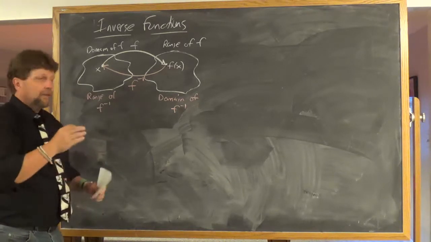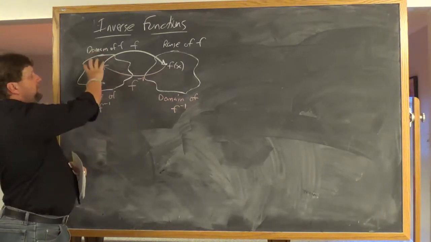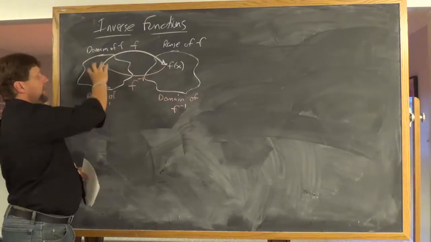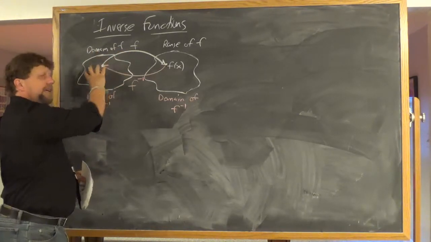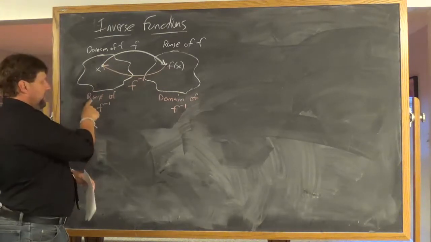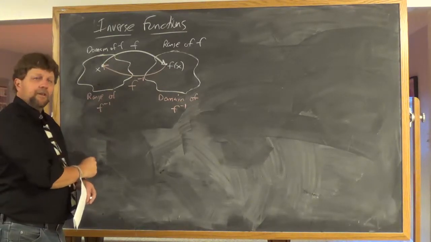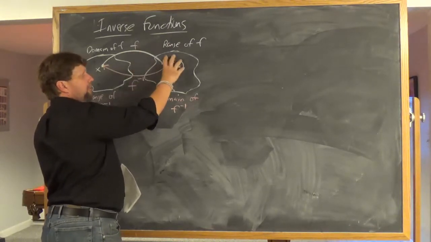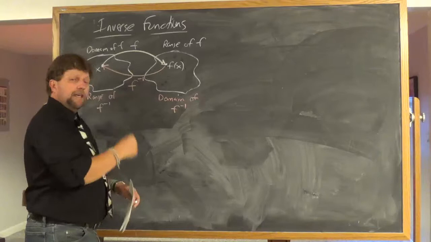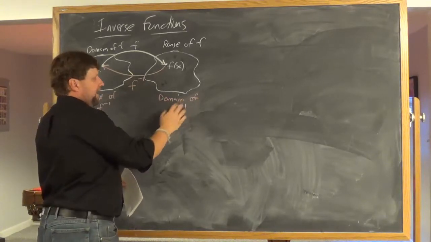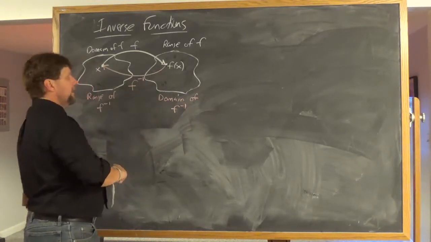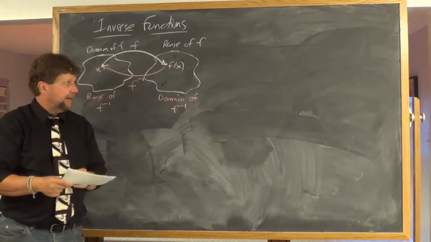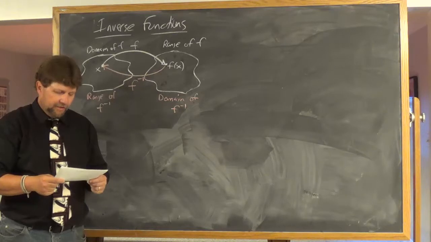Second thing, and this is really important, the domain of the function, that's the domain of f, that's what I have written in white here. The domain of the function must equal exactly the range of the inverse function. And the range of the function f must equal exactly the domain of the inverse function. So this schematic will be important in a little bit when we actually start finding inverse functions.